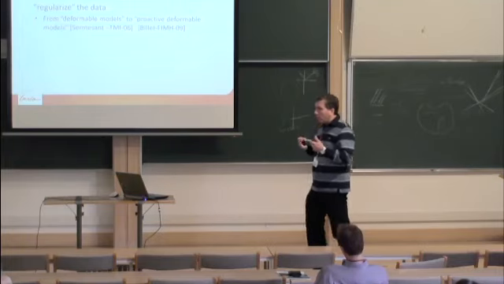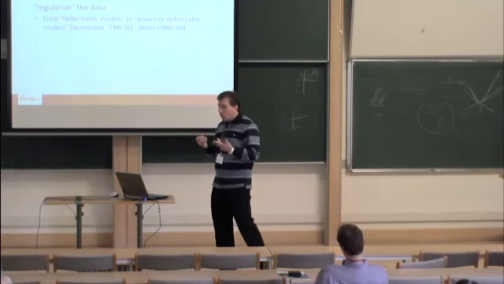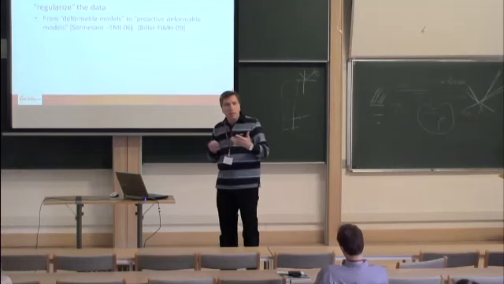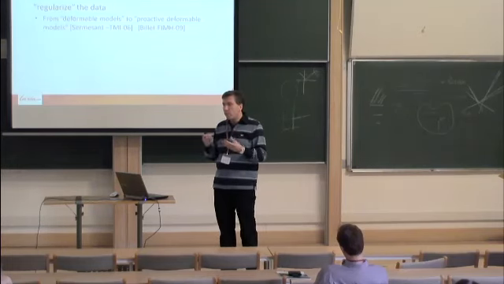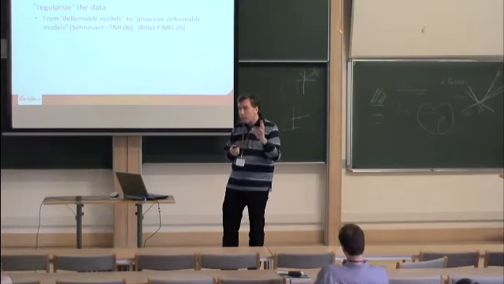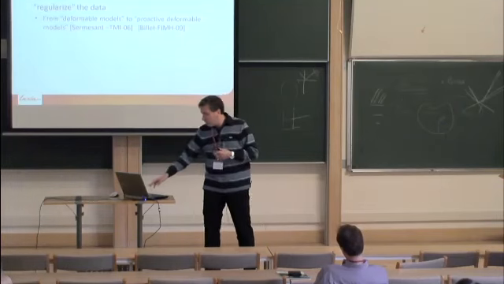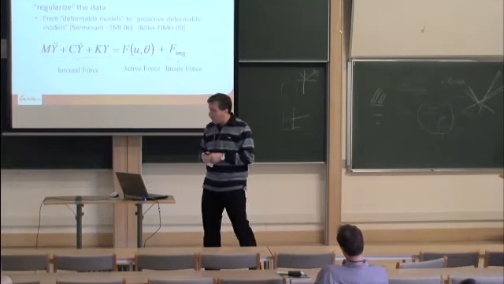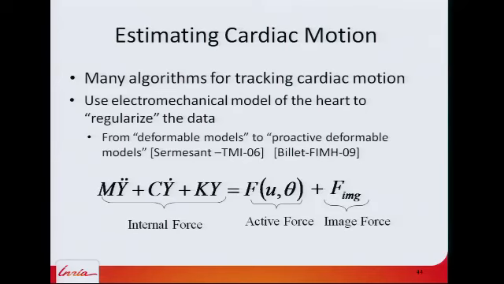And therefore, this is a new scheme where we generalize the approach of deformable models to proactive deformable models. Proactive because instead of having a static prior, which is not depending on time, now the prior itself depends on time. And the fact it depends on time is because we have this contraction and relaxation of the heart over time. So this is what we call proactive deformable models. So now we have our dynamic system, which is the electromechanical model here, and where we add this image force, which drives the boundary of the heart to fit the apparent boundary in the image.